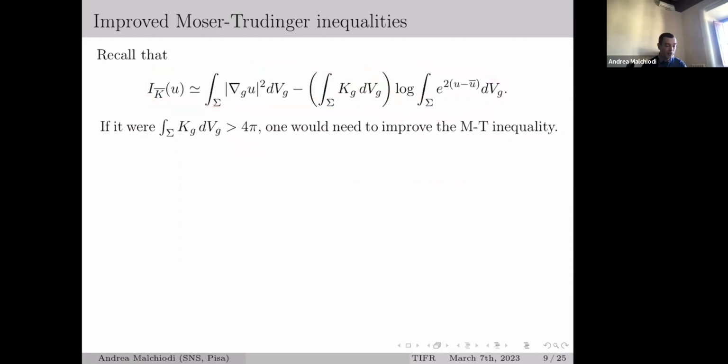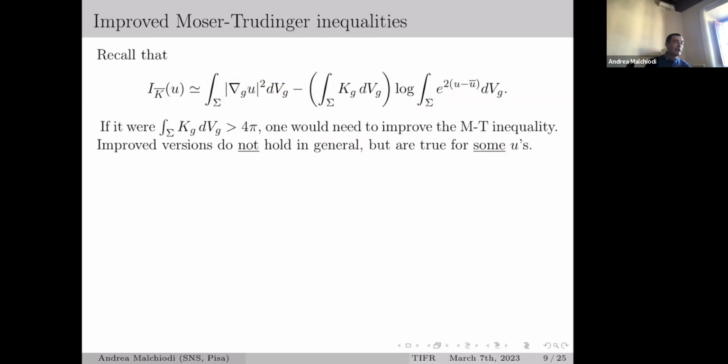And then to control this term by means of the Dirichlet energy, you will need a sort of improved version of the Moser-Trudinger inequality. Because the Moser-Trudinger inequality was allowing you to control this logarithmic term by this one exactly with a factor of 4 pi. But if this were bigger than 4 pi, you will need some improved version of the Moser-Trudinger inequality. They're not true in general because the constant in the Moser-Trudinger inequality, 4 pi, is sharp. But it turns out that for some functions you get an improved inequality.